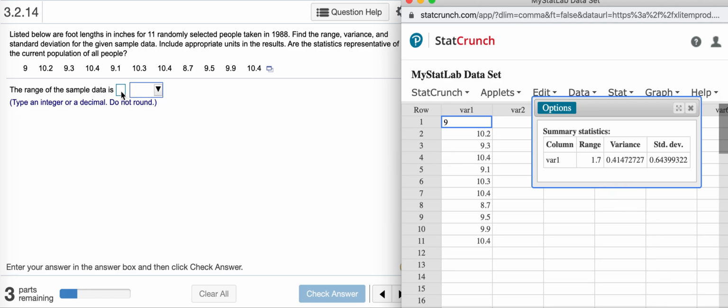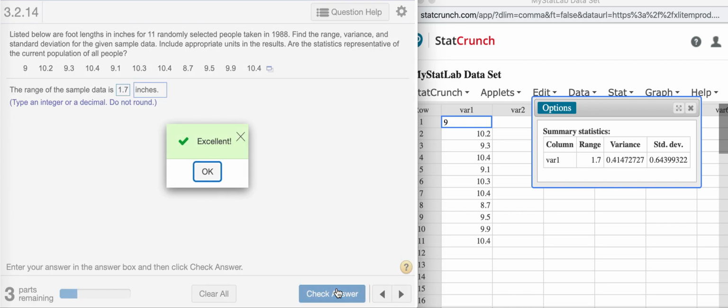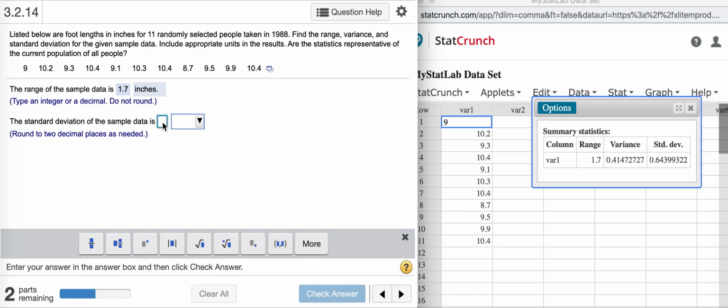So over here, the range would be 1.7. This would be in inches. The next item is the standard deviation. And so that turned out to be, rounded to 2 decimal places, 0.64. That would also be in inches.